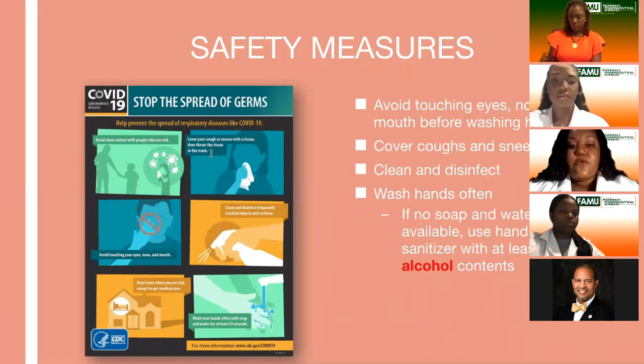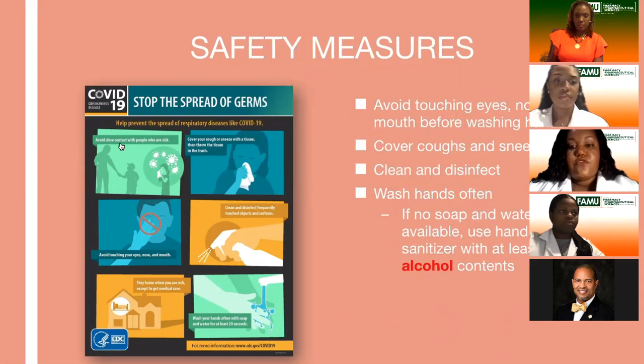As equally important, clean and disinfect. Clean and disinfect frequently touched everyday surfaces. For example, phones, switches, tabletops, doorknobs, toilets, faucets, and sinks. If surfaces are dirty, clean them first with soap and water, then disinfect them.